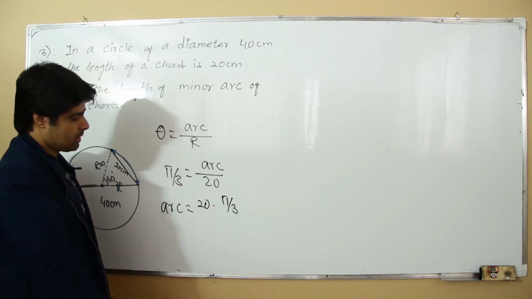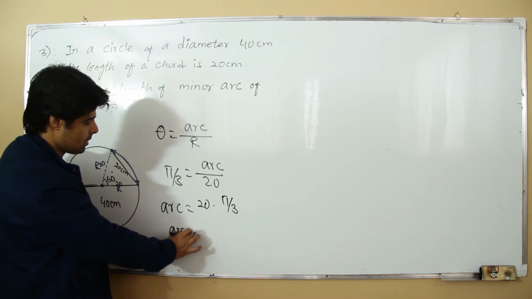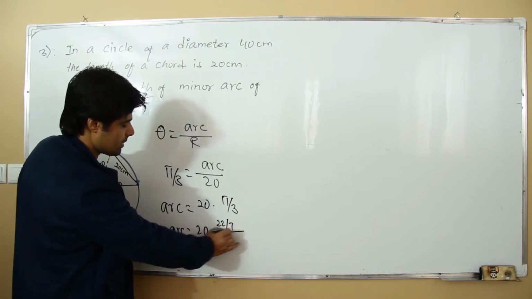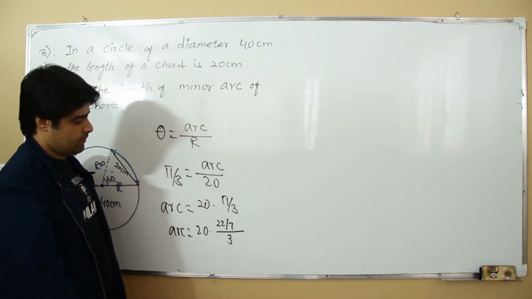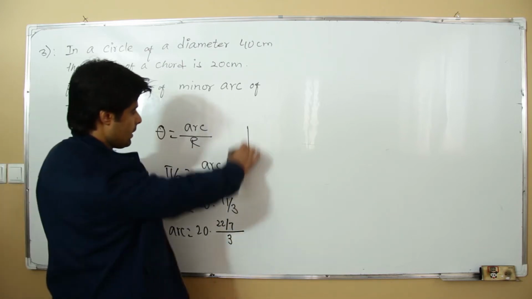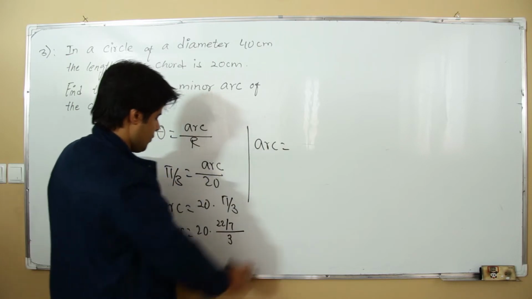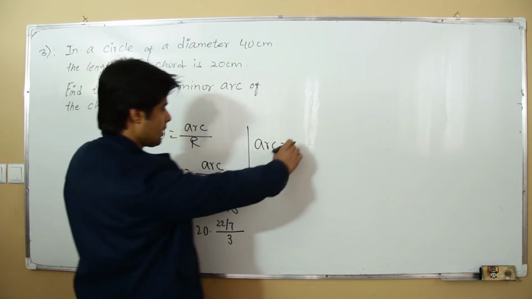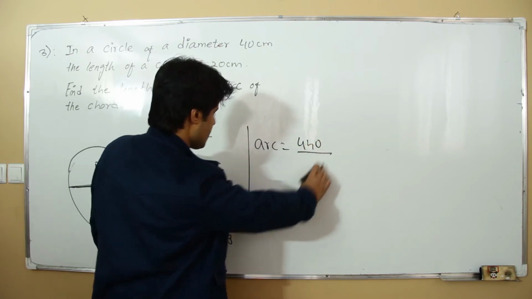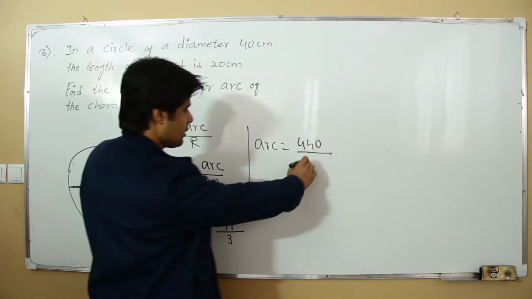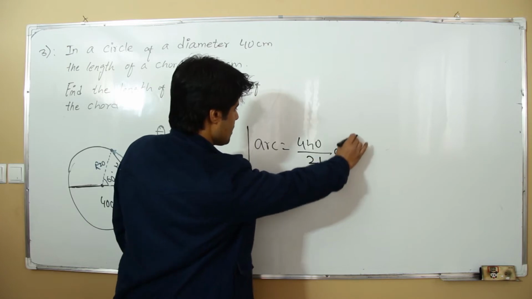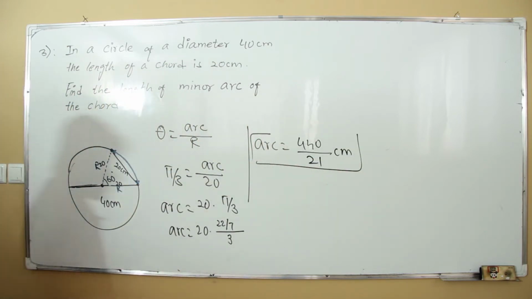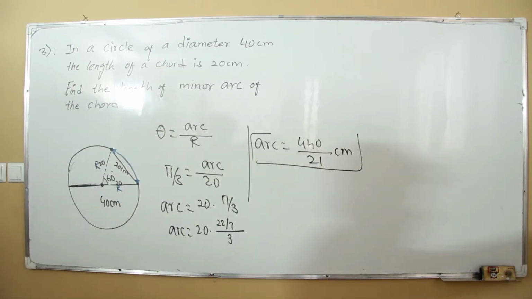Am I right or not? Yes. Arc is 20. Pi is mostly used 22 divided by 7 divided by 3. Am I right? So we will have arc is equal 20 times 22. What this one is? I think 440 divided by 7 times 3, it is 21 centimeter. This is our correct answer. I think you have got. Write it please.